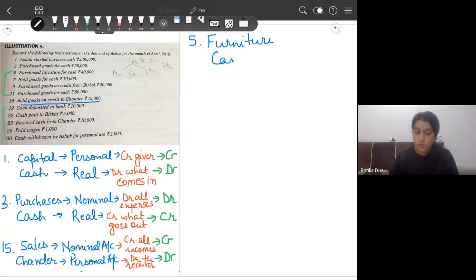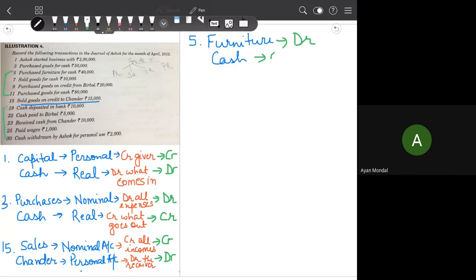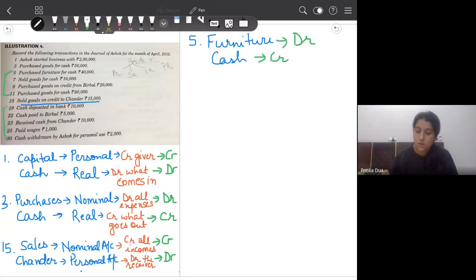So furniture is coming in the business, it will be debited. Cash is going out of the business, it will be credited. Okay, so Ayan, I hope this is clear. Yes, okay, so let's move further.